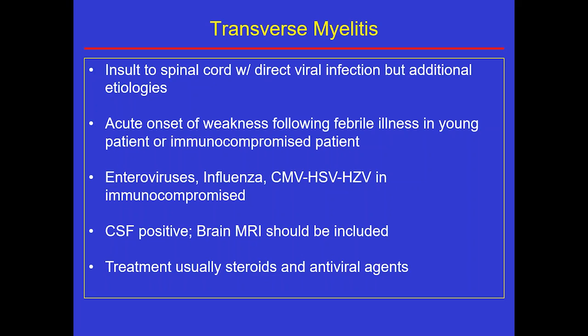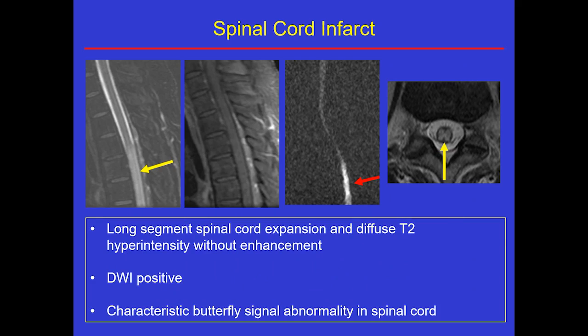You may want to consider imaging the brain as well, just to make sure you're not having additional complications in the brain. An important mimic to think about in these patients with transverse myelitis is a spinal cord infarct. Without getting into too much detail about the spinal vascular anatomy, it's important to remember that spinal cord infarcts present as long segment spinal cord expansion, as noted here on the T2 weighted image, with diffuse T2 hyperintensity and very minimal, if any, enhancement.